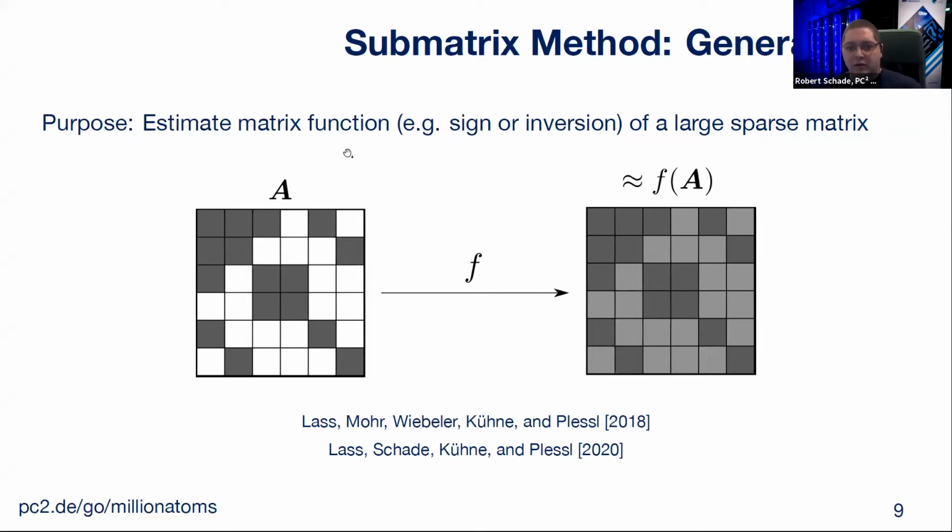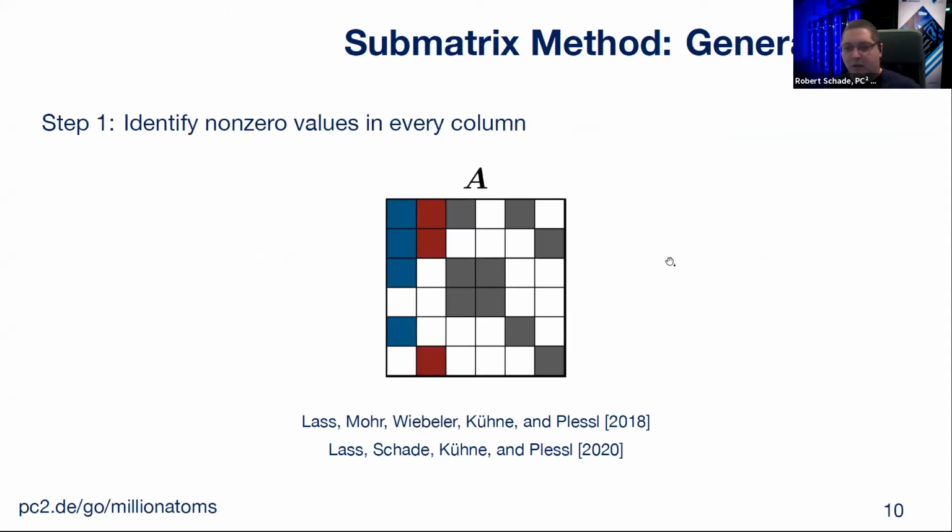So the underlying idea is that we want to estimate a matrix function, like a sign function or matrix inversion, for a large sparse matrix. So we have a sparse matrix A here, where the grayish fields mean fields with non-zero entries and white ones with zero entries. And we want to approximate some matrix sign function of that. The first step of the submatrix method is to proceed column-wise. So we first look into the first column and identify all non-zero values. That would be the first, second, third, and fifth row here. Similarly, for the second column, that would be the first, second, and the last row.